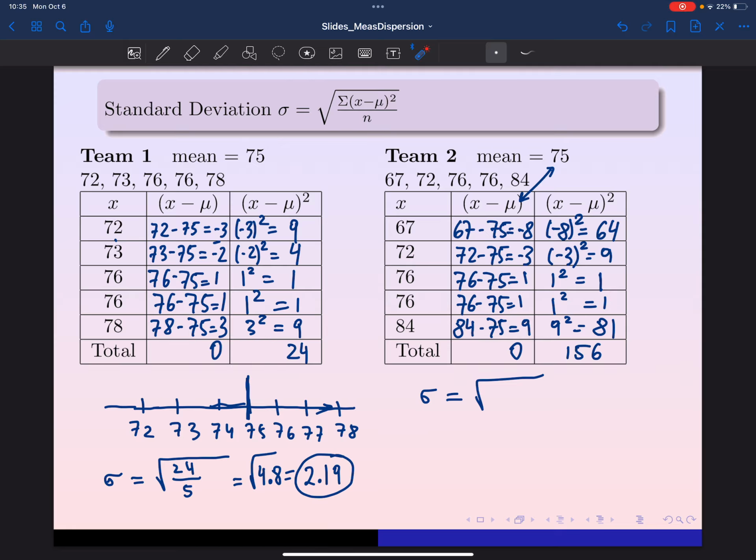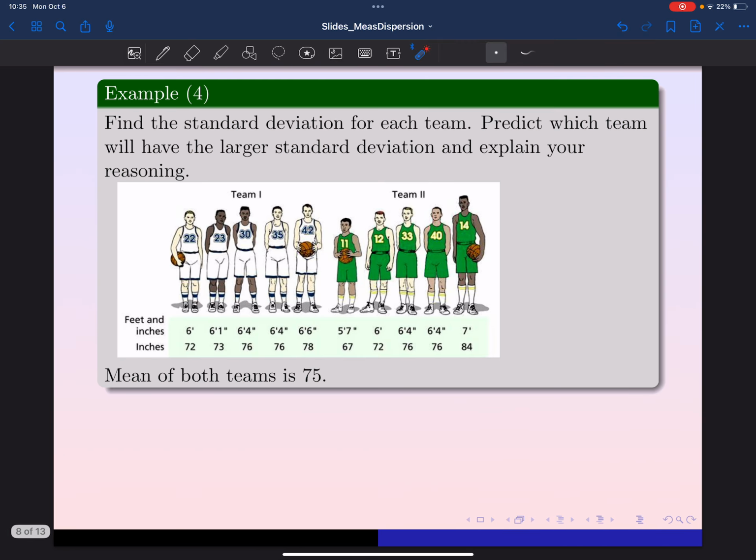So we have 156 divided by how many members do we have? So we have 1, 2, 3, 4, 5, divided by 5. So this is square root of 31.2, and the standard deviation for the second team is 5.98. As we were predicting, the standard deviation is bigger because this second team has larger spread, right? The spread of the data right here is larger compared to this spread.